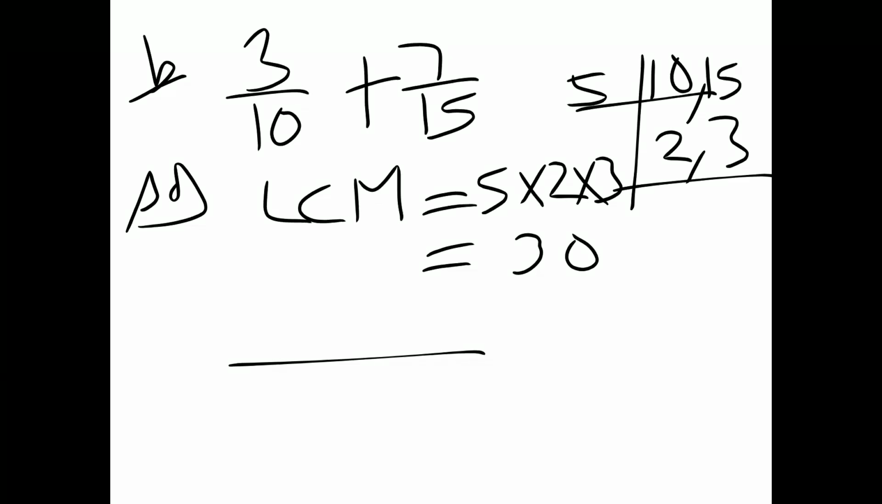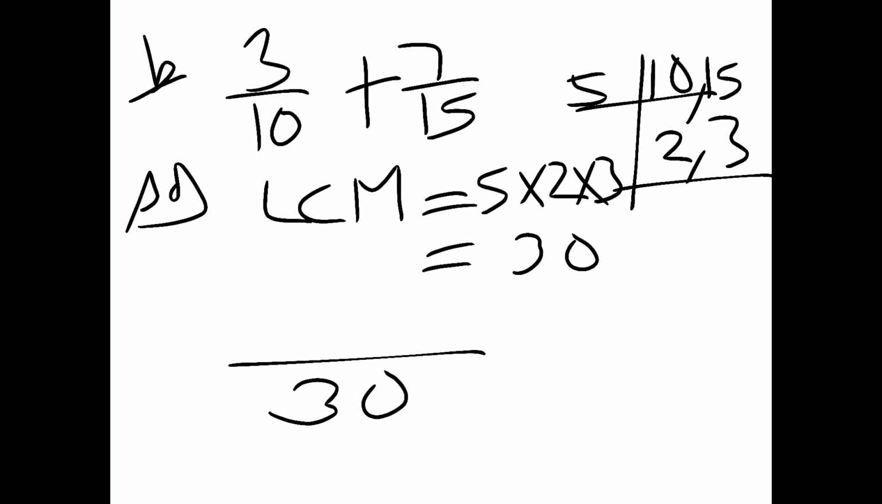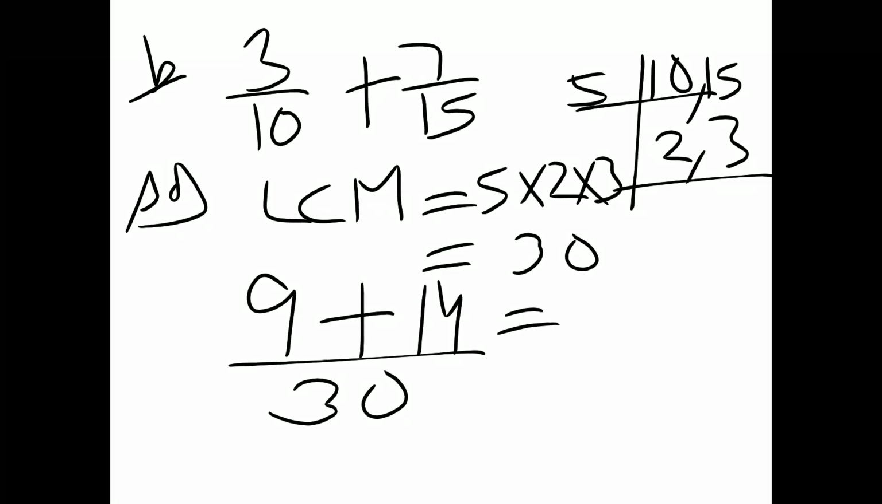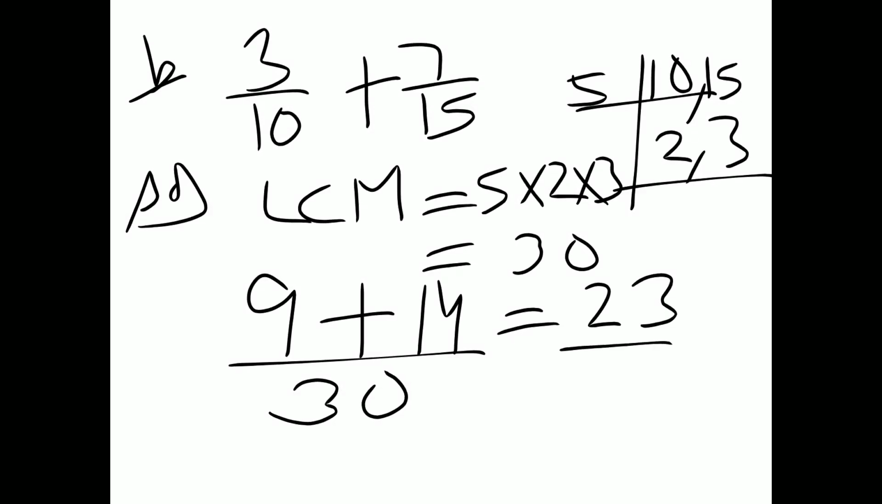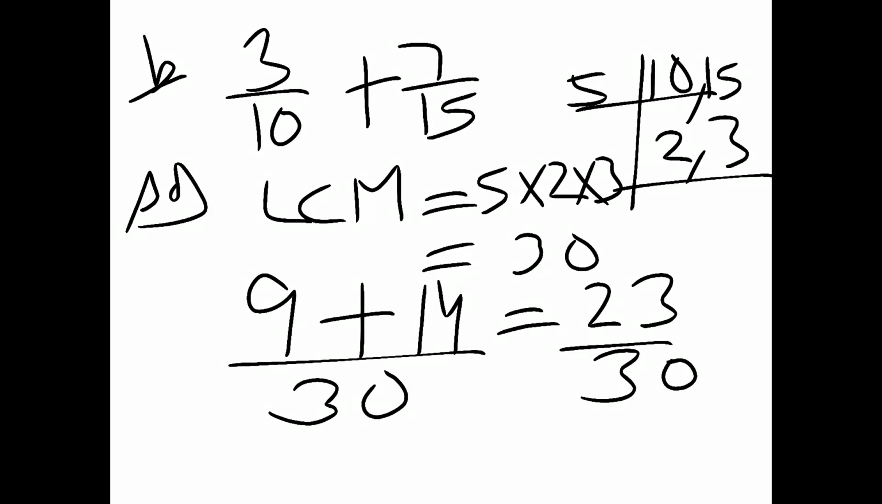Now you write 30 down. You will see in the 10 table, 30 comes at 3s are. So you multiply 3 3s are, it will come 9. Now in the 15 table, 30 comes at 2s are. So 7 2s are 14. Now you add them, answer is 23 by 30. In this manner you have to do all the parts.